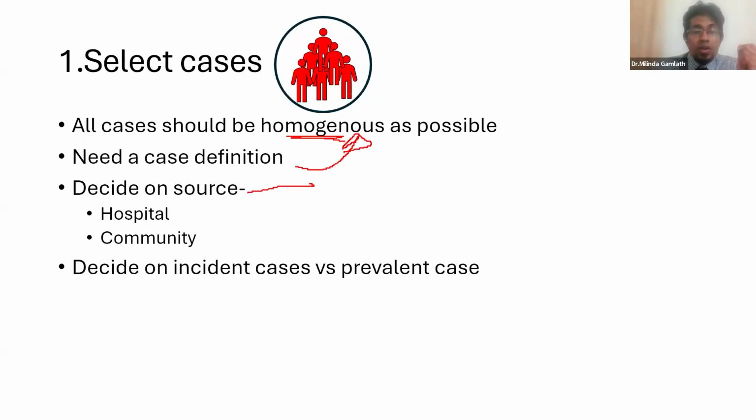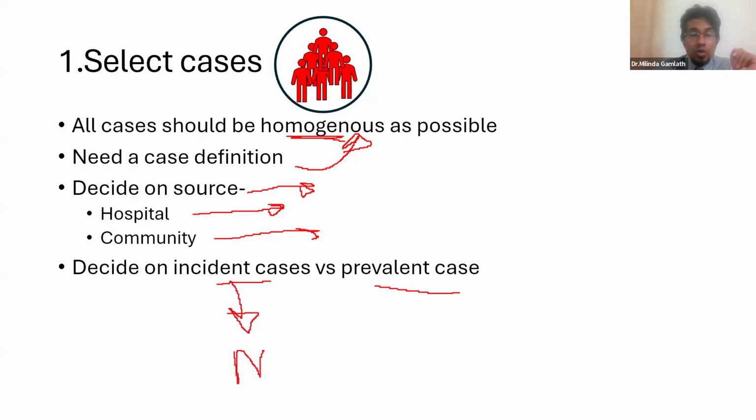And then you have to decide on the source. You can have hospital-based cases or community-based cases. You can take these diseased patients from the hospital or the community. There are different advantages and disadvantages to both. And then an important thing is you have to decide between incident and prevalent cases. We will look into this later. But basically an incident case means a newly diagnosed patient, while a prevalent case is someone who has been diagnosed earlier and has been living with that disease for some time now.